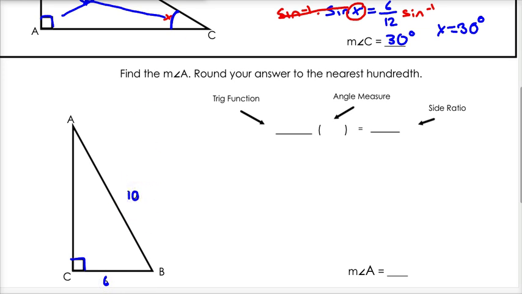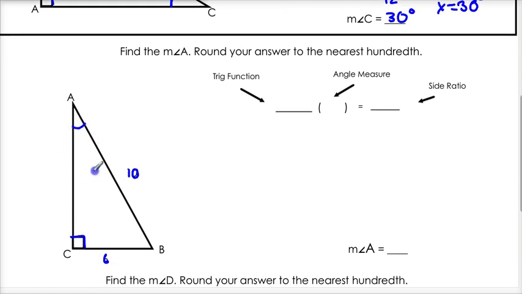So, let's get started. We want to find the measure of angle A, which is right here. We're going to label our sides, just like we always do. So let's see, across from it is our opposite. So 6 is our opposite, and opposite the 90 is our hypotenuse. So this is our hypotenuse. So we have O and H.